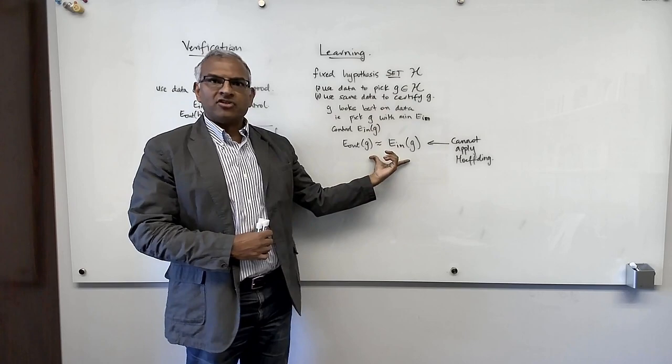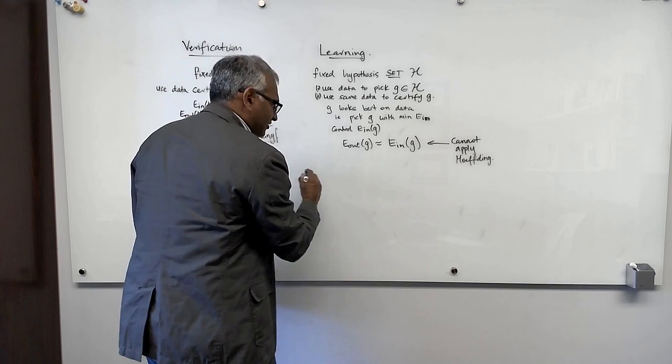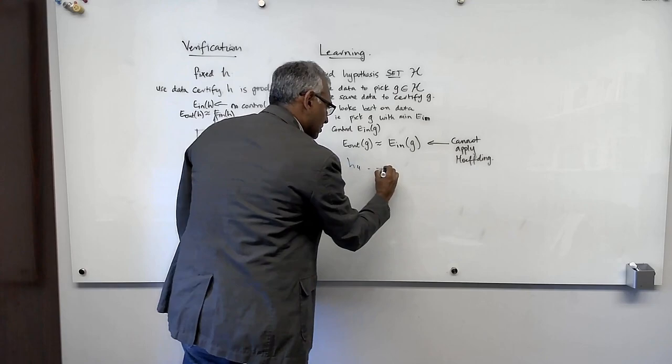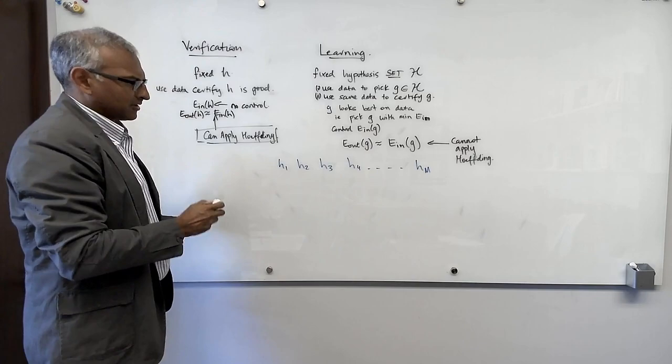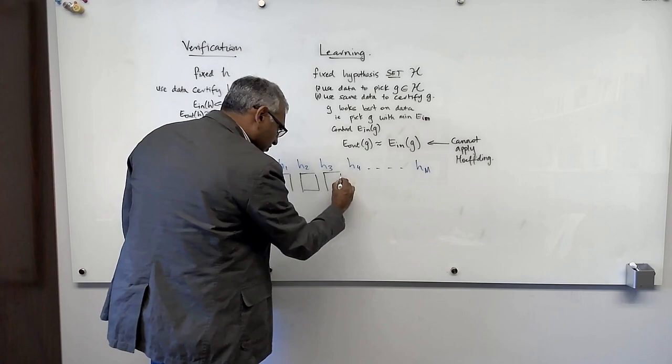So let me pictorially illustrate what's going on here. You have a hypothesis set. Okay, so we have a hypothesis set of hypotheses. Let me call it h1, h2, h3, h4, up to hM. I'm just heuristically listing a finite hypothesis set, although most of the popular hypothesis sets are not finite. So each hypothesis, remember, reduces to a picture of this form.